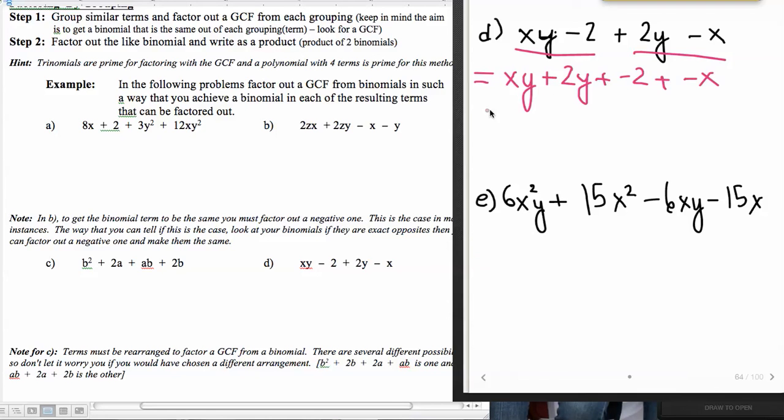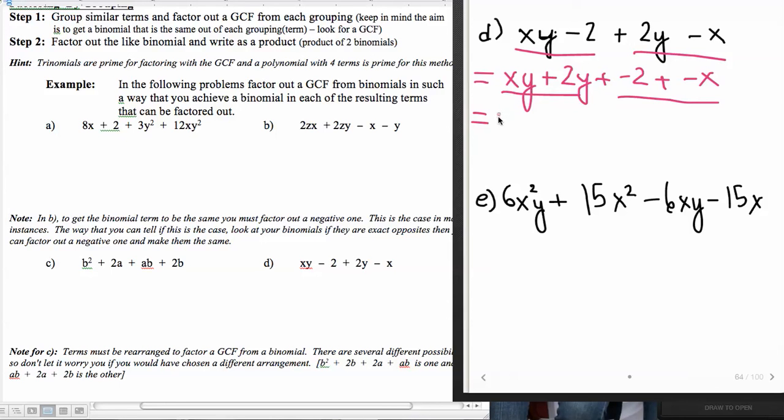Now you might be thinking, well, I would have put the xy and the negative x together and the negative 2 and the 2y together. Well, that'll work perfectly well in this case too. But what you need to remember is that when you order them differently, it's a different binomial that you'll factor out, and your end result will still be the same. So it really doesn't matter. There are two different ways that it will factor correctly. So we're going to group these first two terms and these second two terms.